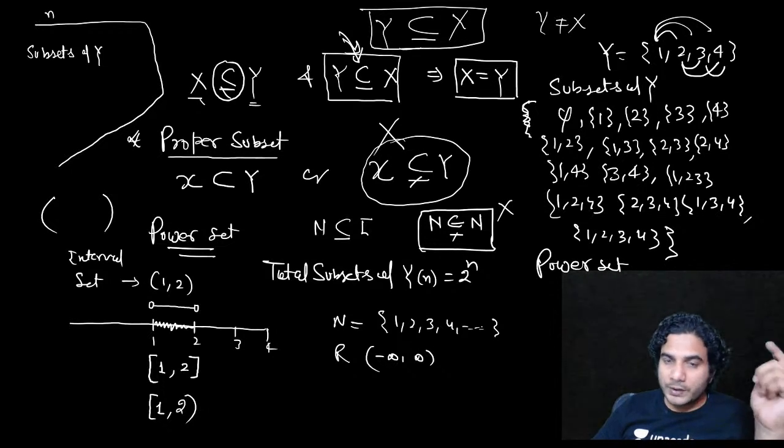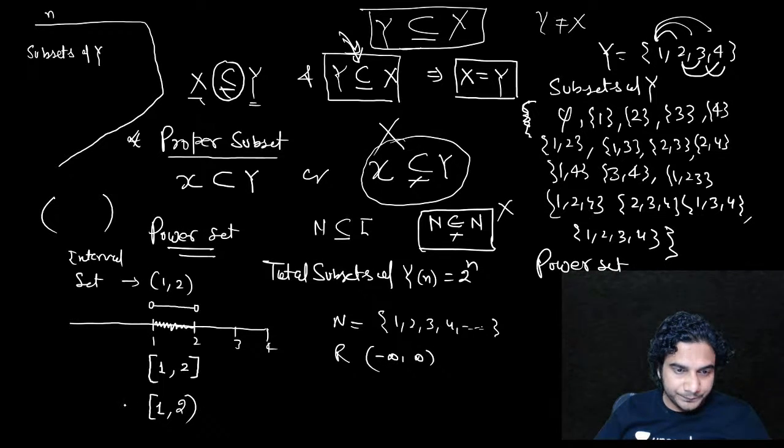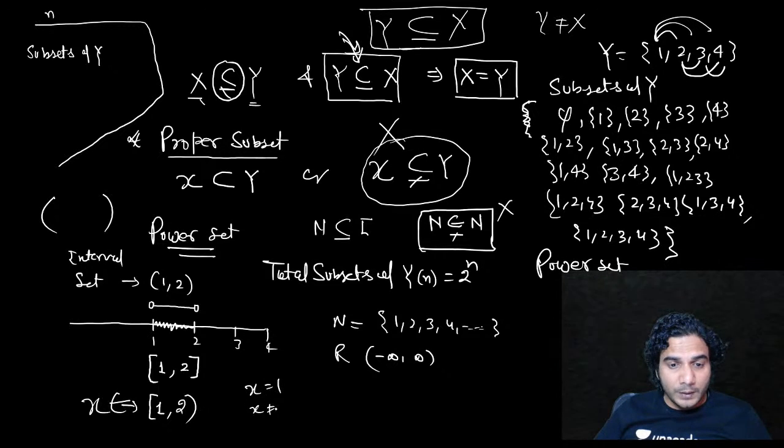1 to 2, one closed and two open. Square brackets means one is closed and two is open. Like x belongs to 1 to 2, that means x can be 1 but x cannot be 2.